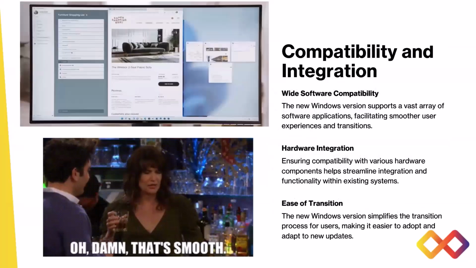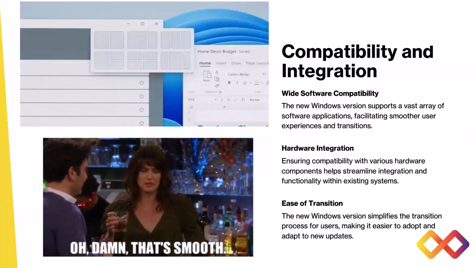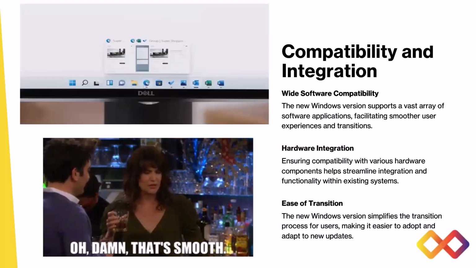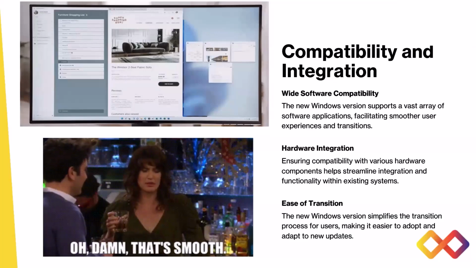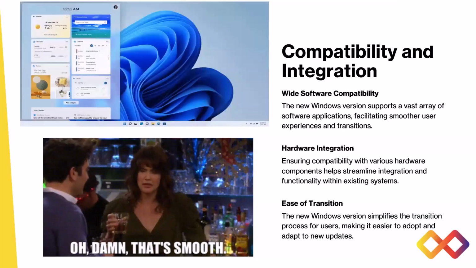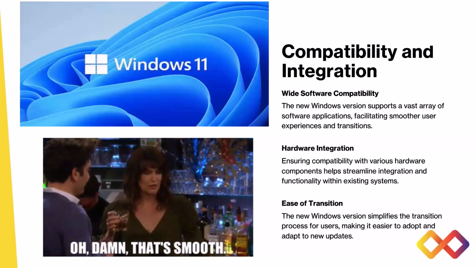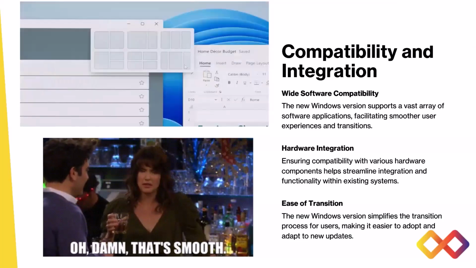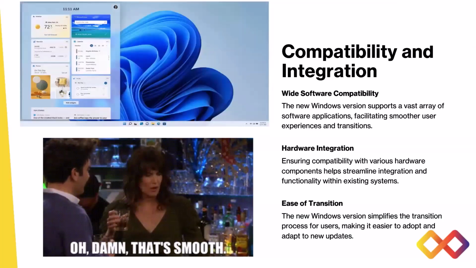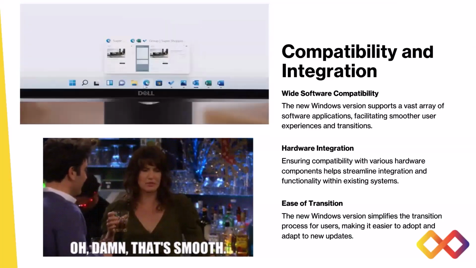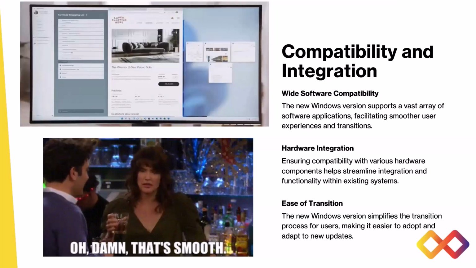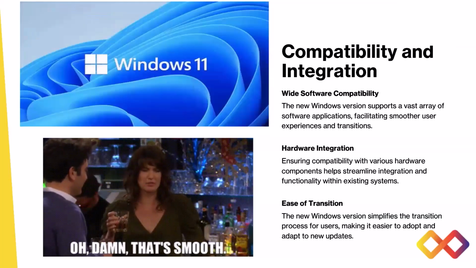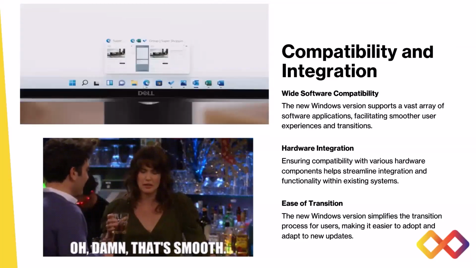Compatibility and integration. So there'll be a wide array of software compatibilities. The Windows version will help support a wide range of software applications. So you'll be able to facilitate a smoother user experience. Hardware integration, so a wide array of compatibility with various hardware components, and then the ease of transition. The new Windows version will help simplify the transition process for users, make it easier to adopt and adapt to new updates that come down.